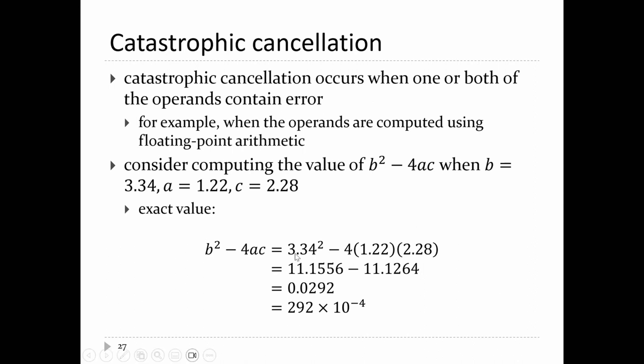What's important here is that b squared and the 4ac have similar values: 11.1556 and 11.1264. The other part that's important is that that thing there has six digits in it, and I only have three digits to work with. So when I convert these two numbers to our floating point representation, I'm going to run into a problem.